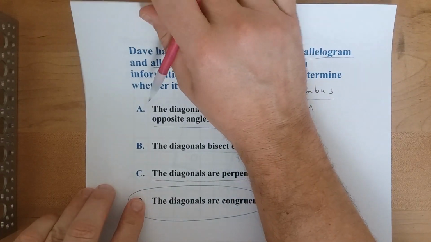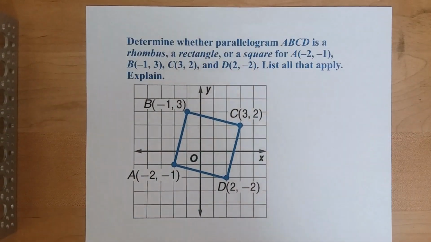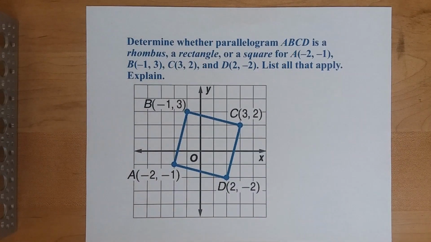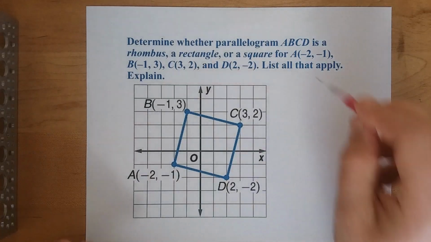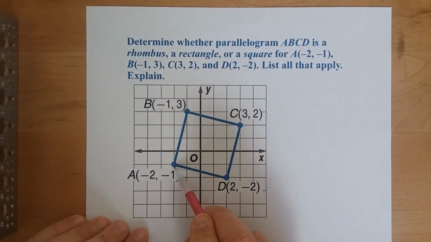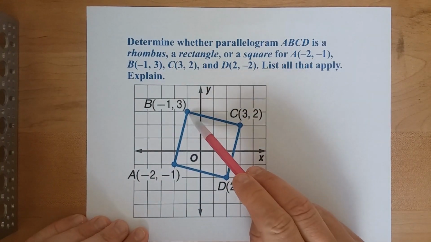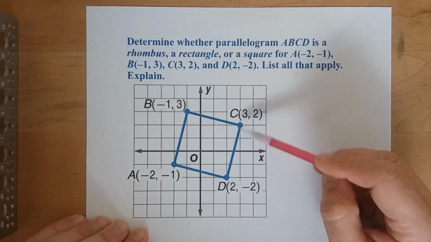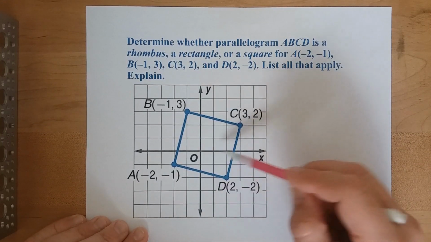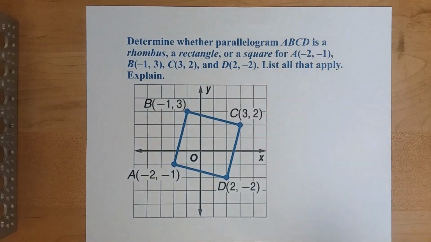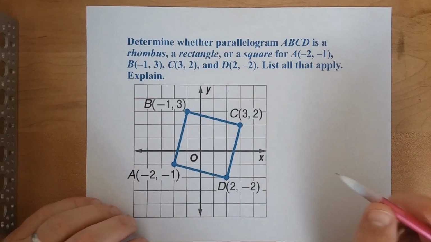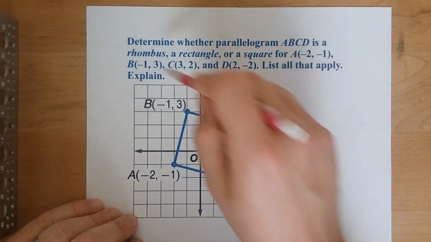All right, one more fun problem where we get to do a little bit of graphing here. They want us to determine whether parallelogram ABCD is a rhombus, a rectangle, or a square with these given points. If we plot these points, A at -2, -1, B at -1, 3, C at 3, 2, and D at 2, -2, do we have enough information to figure out whether this is a rhombus, a rectangle, or a square? Well, first of all, is it a parallelogram? Because if it's not a parallelogram, it isn't any of these.